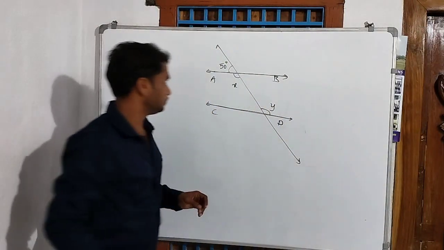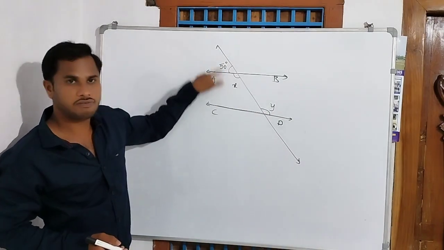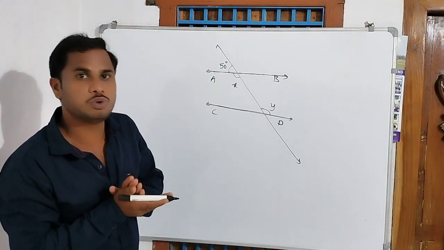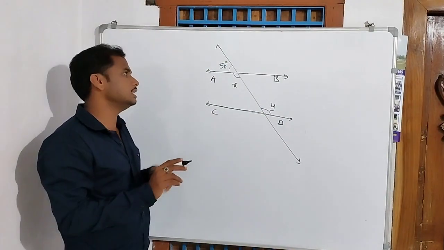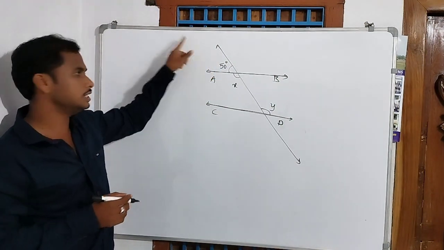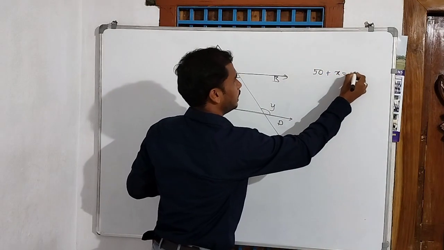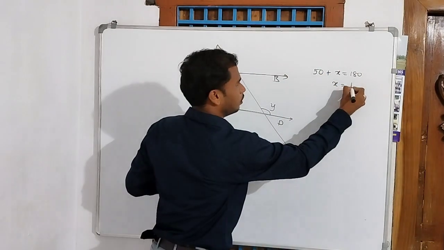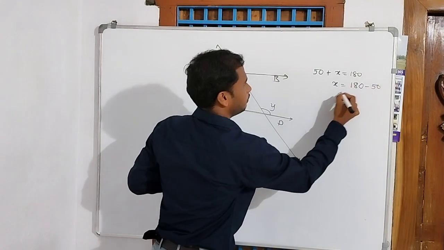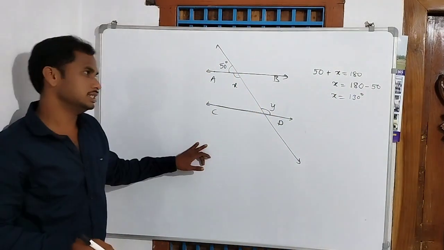Observe, here 50 and X form a linear pair. We know a linear pair means the sum of two adjacent angles is 180 degrees. That means 50 plus X is equal to 180 degrees. Then X is equal to 180 minus 50, which is 130 degrees. X value is 130 degrees.